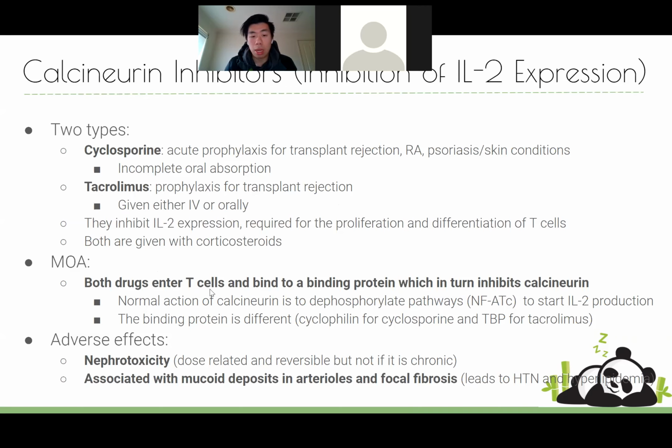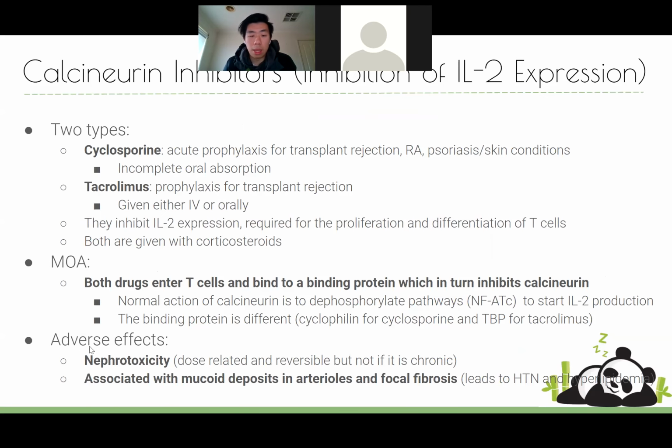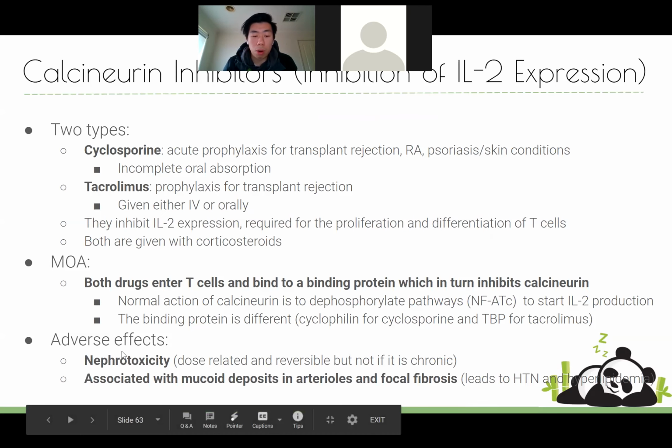They both enter T cells and bind to a binding protein, which in turn inhibits calcineurin. So your tacrolimus is here, and your cyclosporin is here. They bind to these proteins, which will stop calcineurin from doing its job. So they inhibit the calcineurin. These will cause nephrotoxicity associated with hyaline deposits in the arterioles and focal fibrosis.